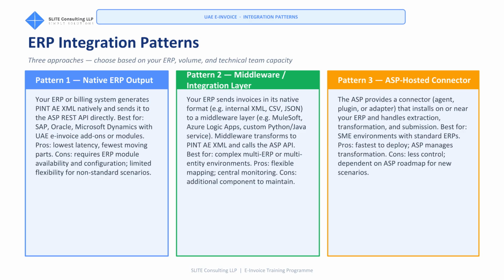Pattern 3, ASP-hosted connector. An agent or plugin sitting near your ERP doing extraction and transformation for you. Fastest to deploy, ideal for SMEs. But you're tied to the ASP's roadmap. Pick based on ERP, volume, and team capacity. There's no universally wrong answer, but there is a wrong answer for your specific shape. Next, the fields you need to populate.